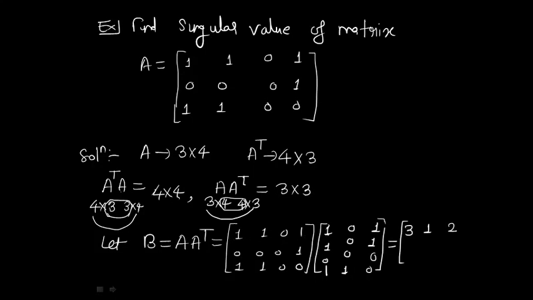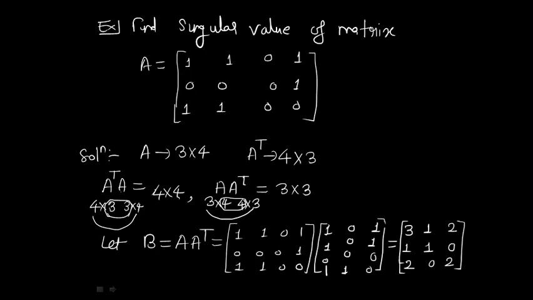So 1 into 1, 1, 1 into 1, again plus 1 and then 1 into 1, 3 I am getting here. So like this, you know very well how to multiply two matrices. You can use a calculator also in order to multiply the matrices. So here I am getting like this. If you wish, you can refer to my video on how to multiply matrices using a calculator in the playlist.